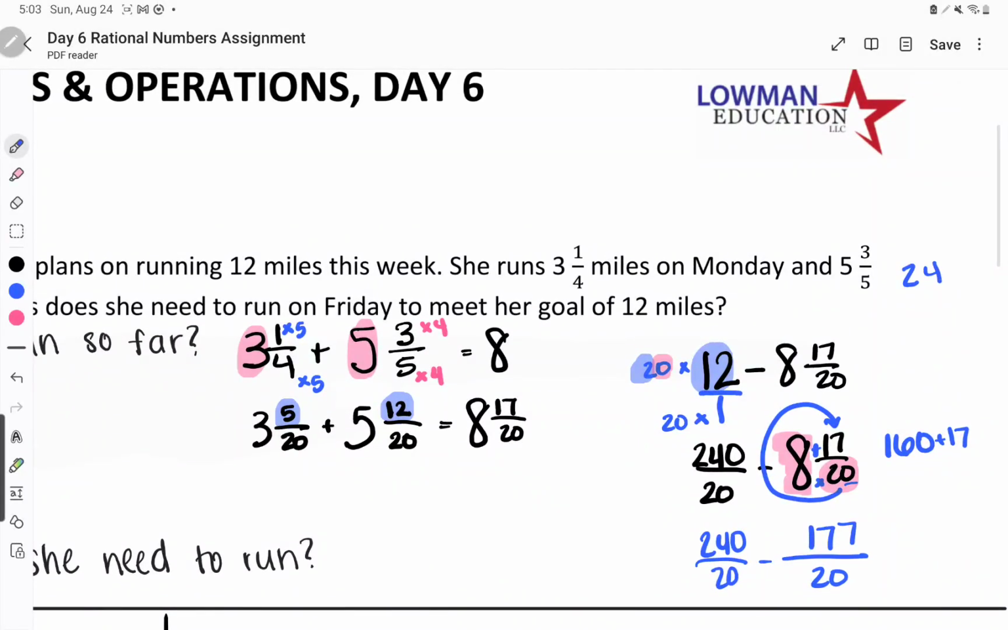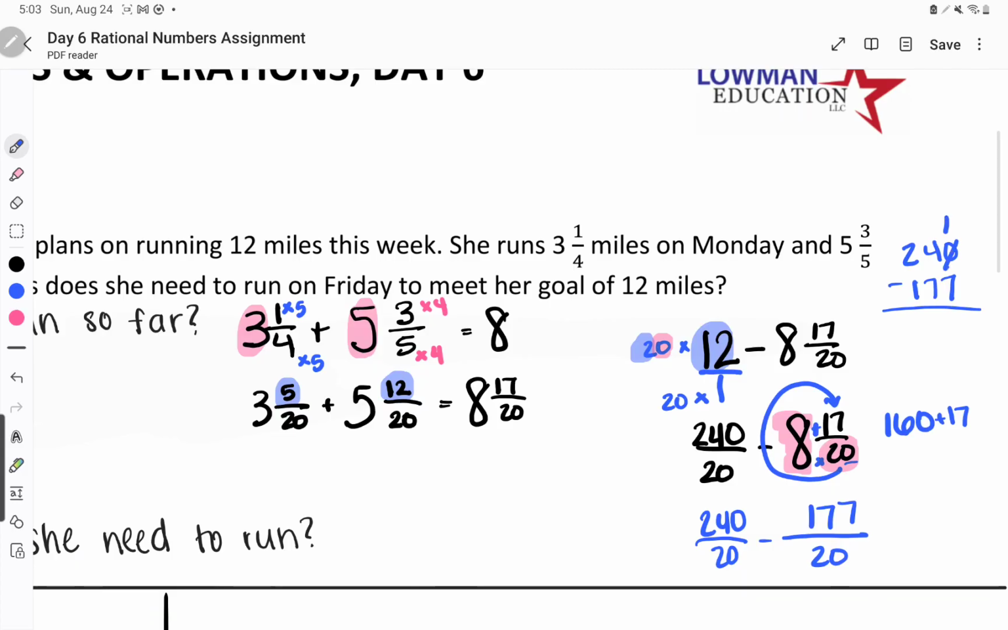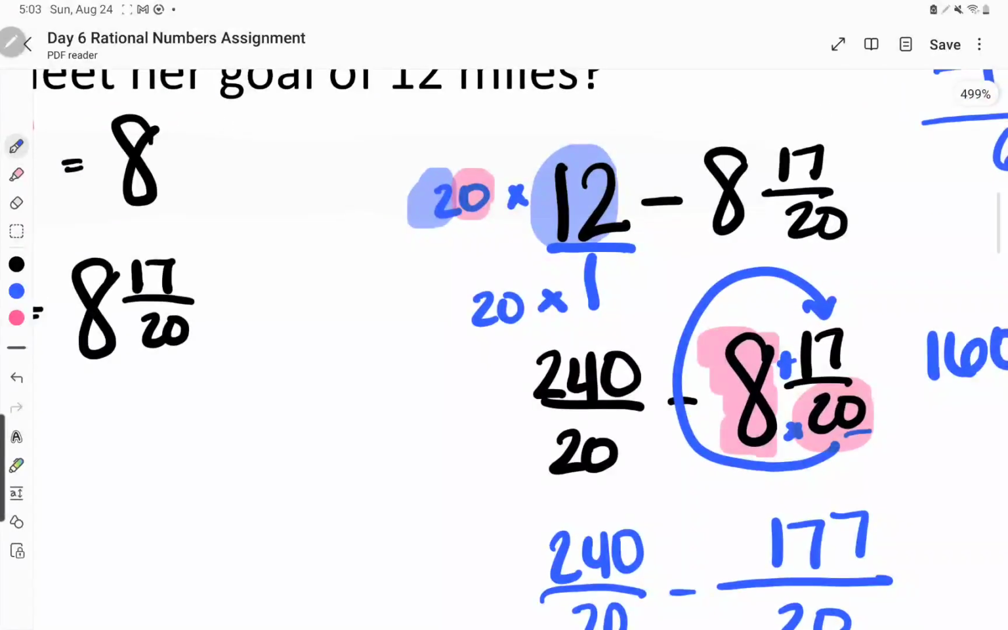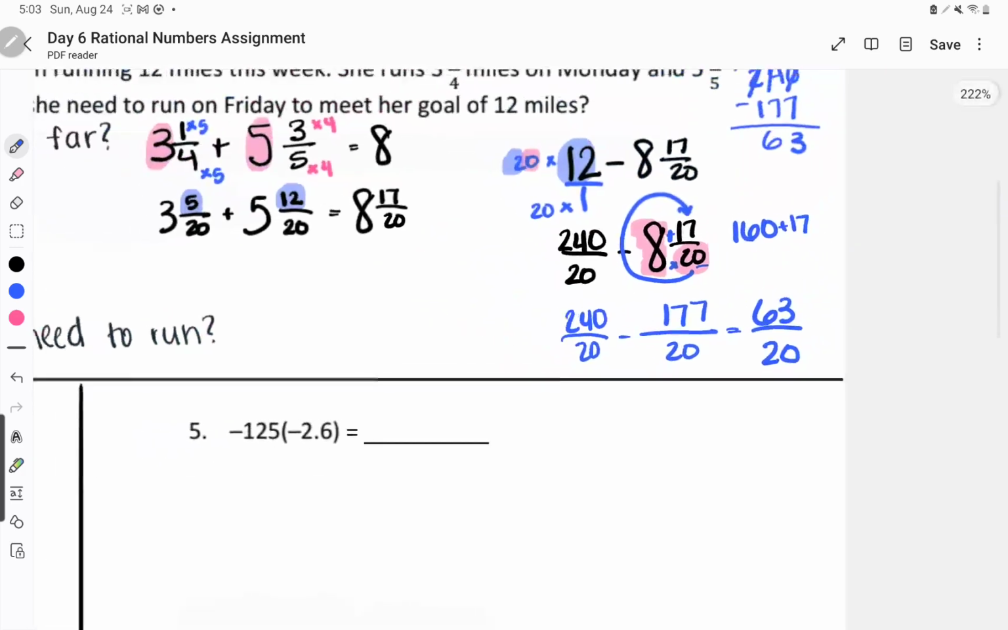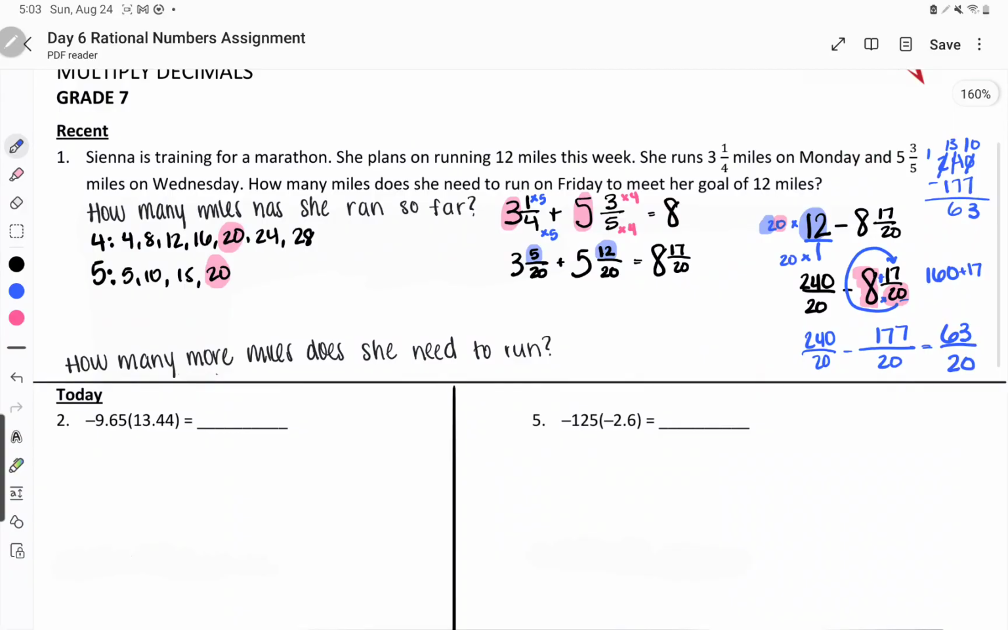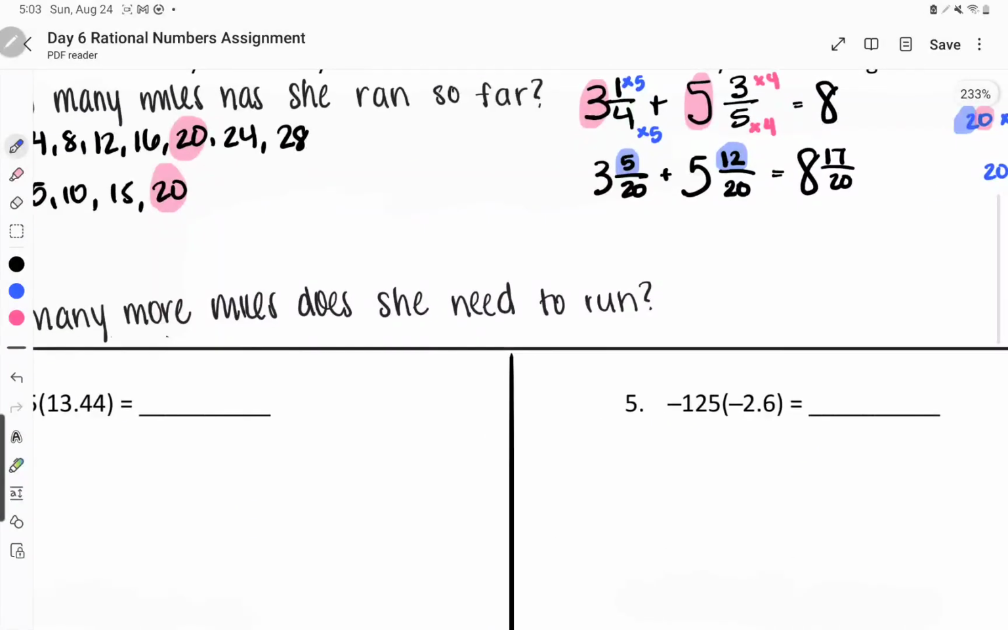I subtract 240 minus 177. This 0 right here turns into a 10, so this 4 right here turns into a 3. 10 minus 7 gives me 3. I can't do 3 minus 7, so that 2 will turn into a 1, and that 3 will turn into a 13. We have 13 minus 7, which gives me 6, so 63. So now I have 63 over 20. Well, what operation do I do to turn that from an improper fraction into a mixed number? I'm going to divide.